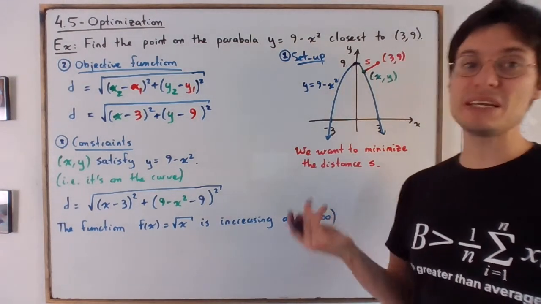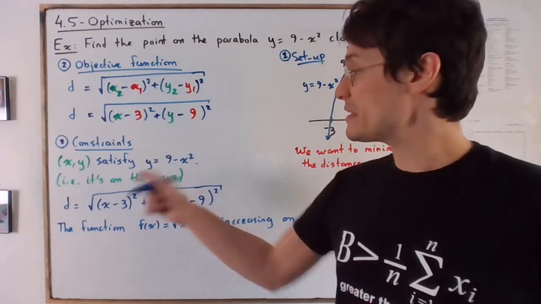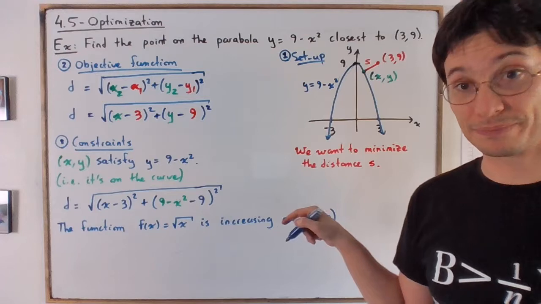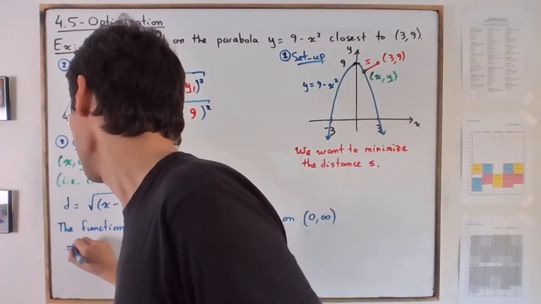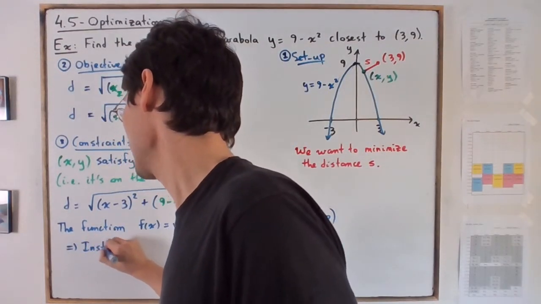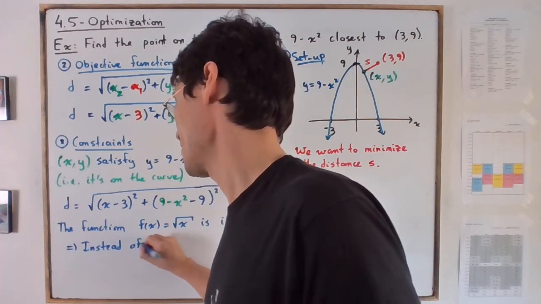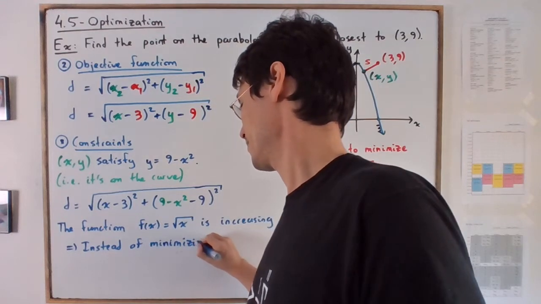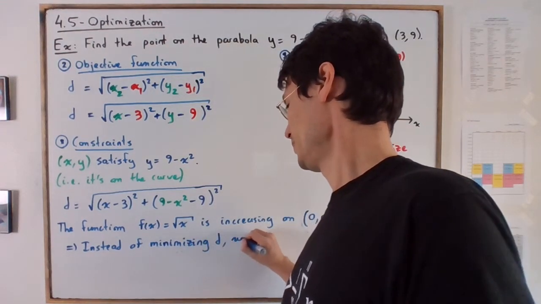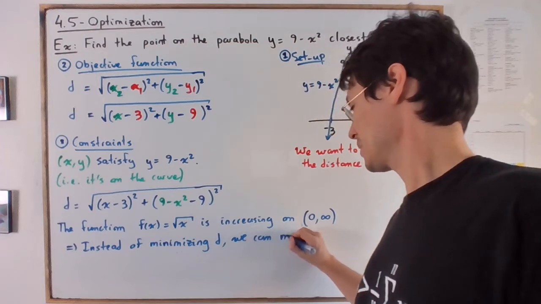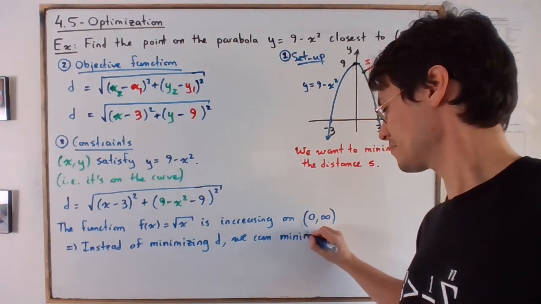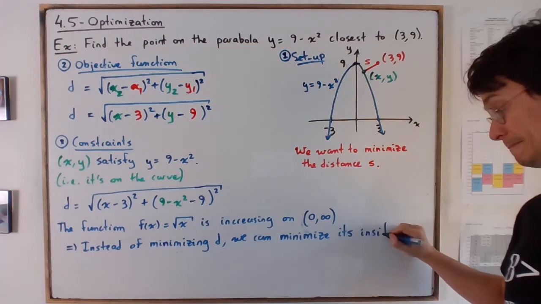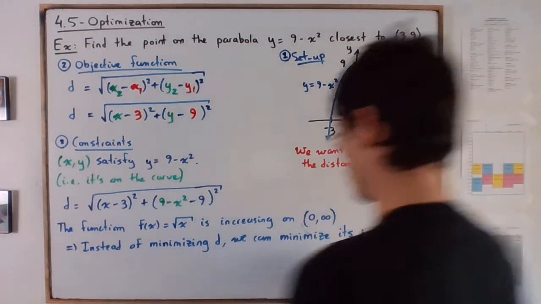So what does it mean? It means that instead of minimizing the distance, we can actually minimize what's inside the square root. Okay? So instead of minimizing d, we can minimize its inside.